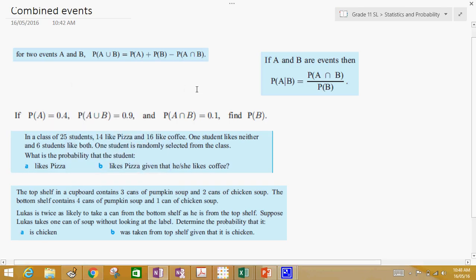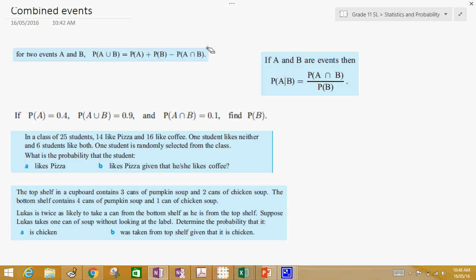Today we're looking at combined events, and the formula sheet gives you four formulas for combined events. The first one is the most important, and then there are two formulas that use that formula but in different ways. What this says is the probability of A or B is equal to the probability of A plus the probability of B minus the probability of A and B.